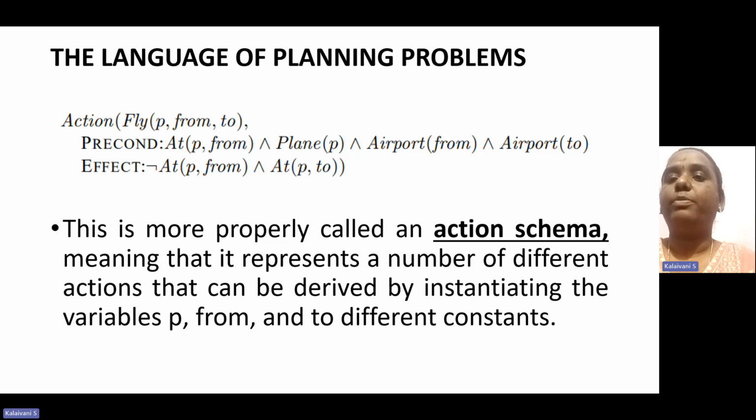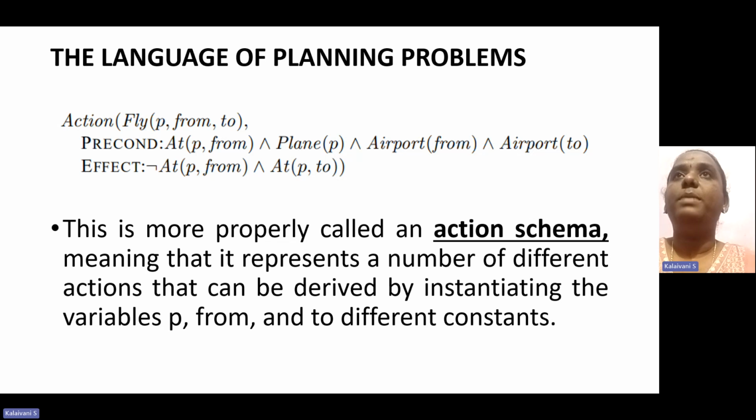So from airport and to airport. This is the precondition for applying the above action. If all these conditions are satisfied, only then can I go with the action which is given as fly(p, from, to). Then if I perform that action, what will be the effect?